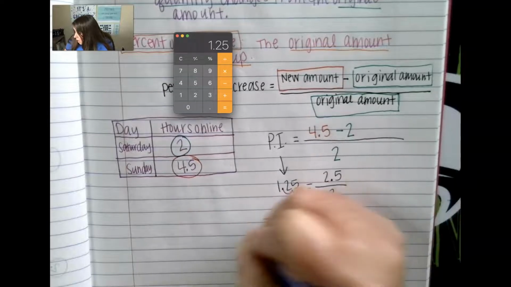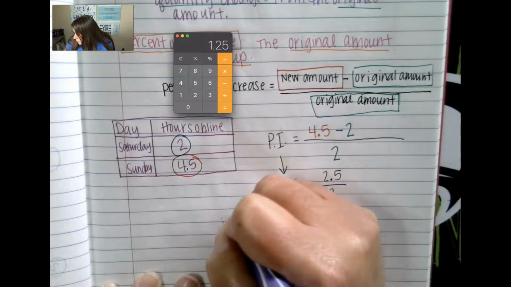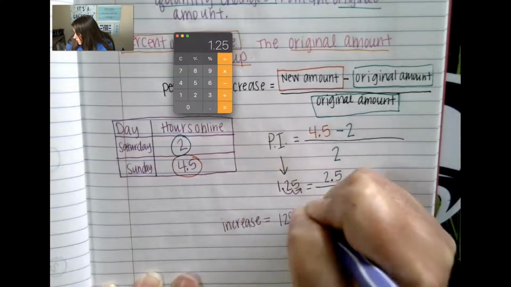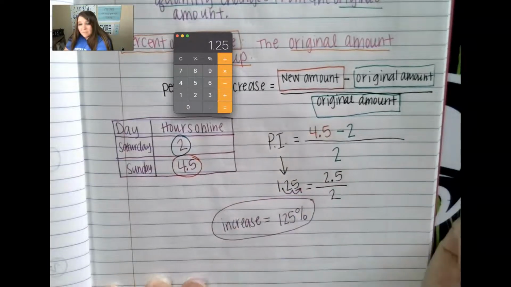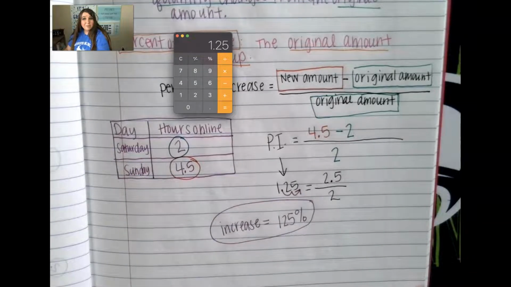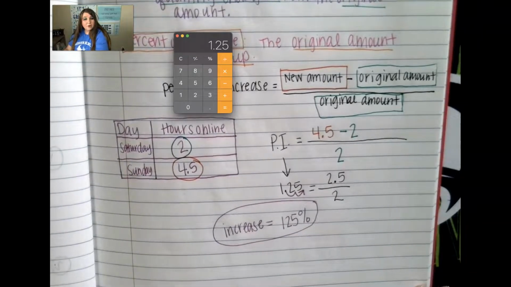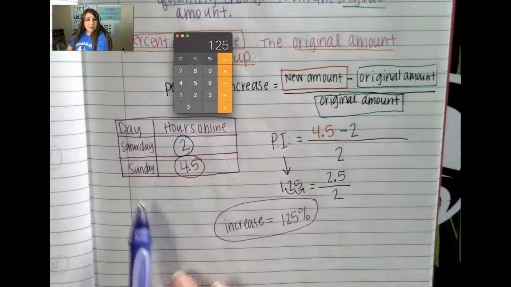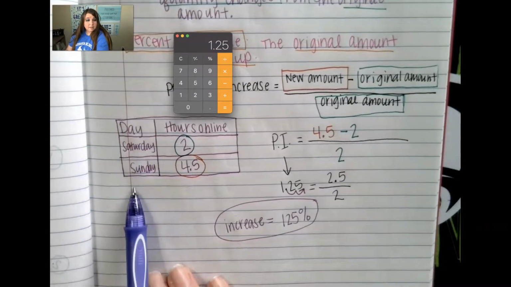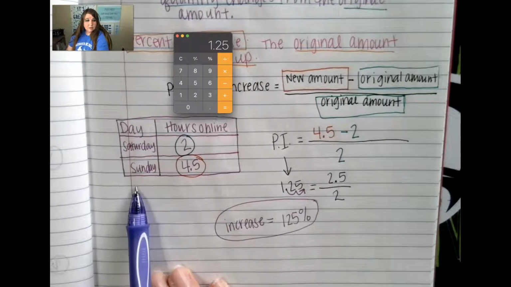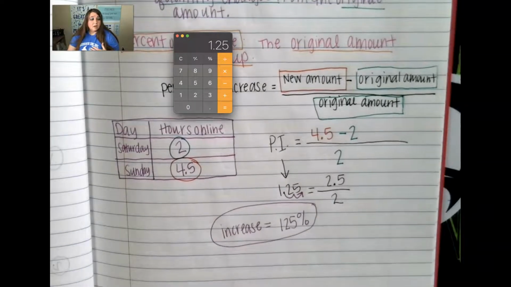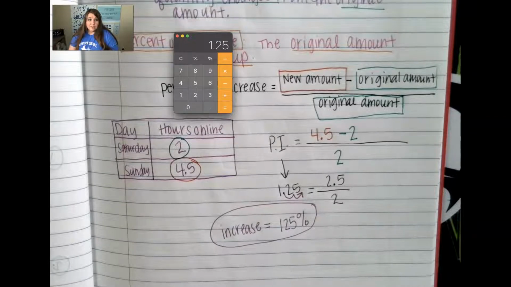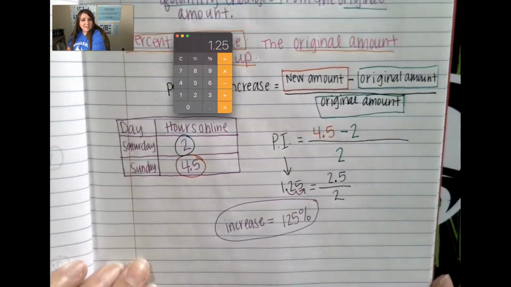125%. So our increase is 125%. So that means that we spent 125% more time online from Saturday to Sunday. So it increased 125%. Woo!